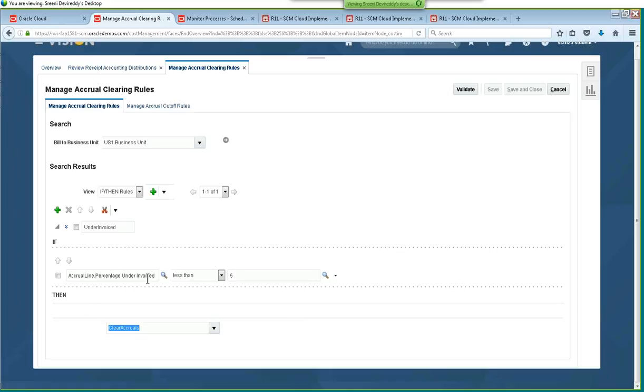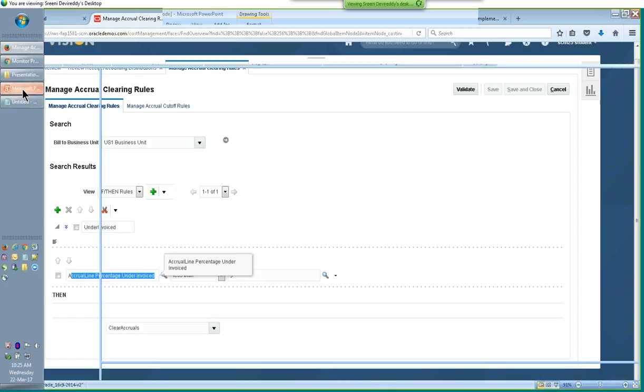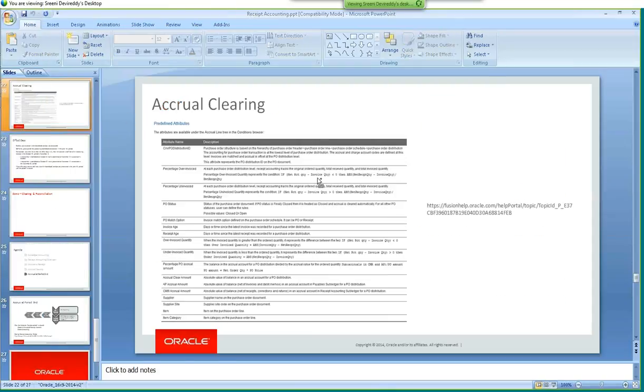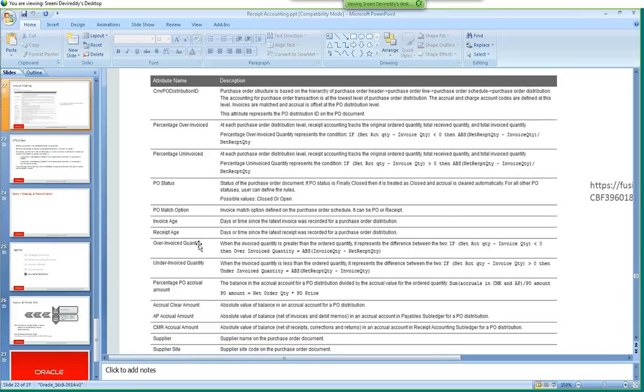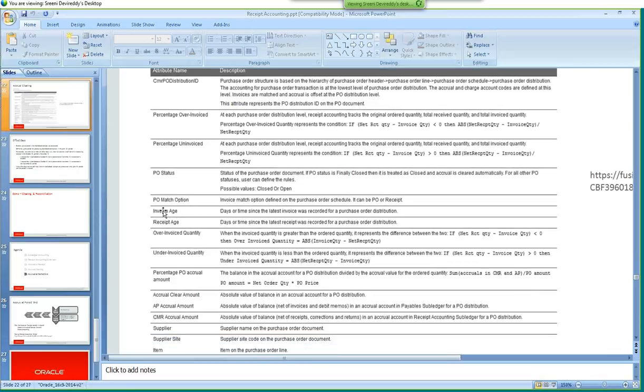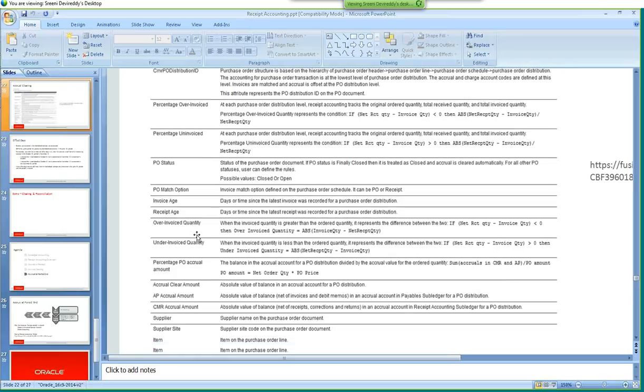It's a very simple rule here that I have written, but you can in fact have a complex rule with and, or, etc. And the fields that are available for you to write the conditions are as follows. These are the attributes that you can base your conditions on. So percentage over invoiced, percentage under invoiced, over invoiced quantity, receipt age, invoice age, for example. So you may want to wait for 2 months before you knock it off. So you can incorporate that into the condition, and so on and so forth.